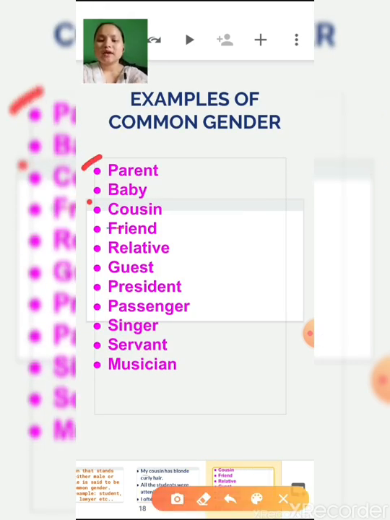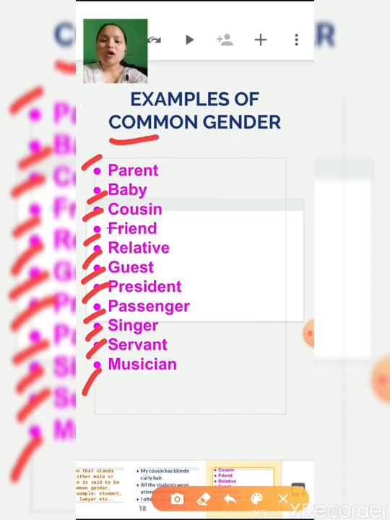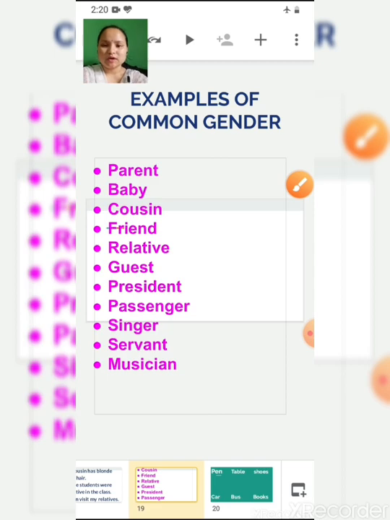Okay, let's see some more examples of common gender. Parent, baby, cousin, friend, relative, guest, president, passenger, singer, servant, musician. These all are the examples of common gender. You can write it down in your notebook, children.